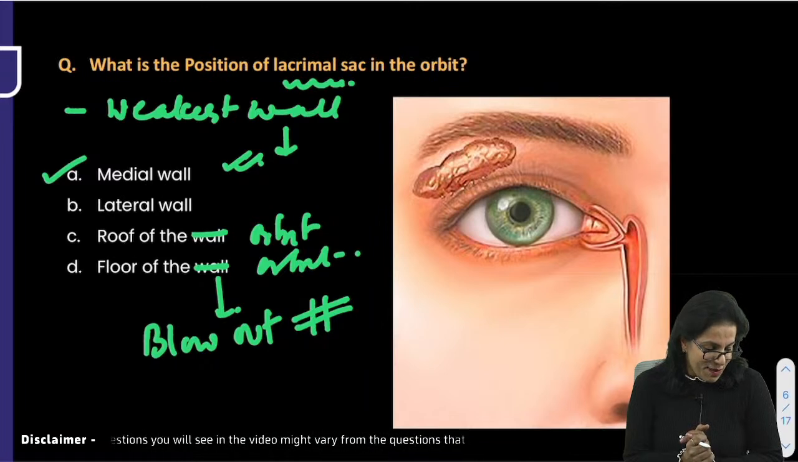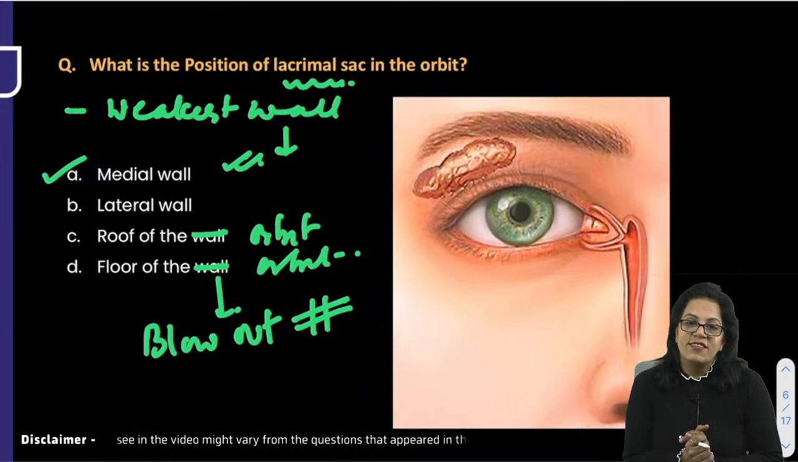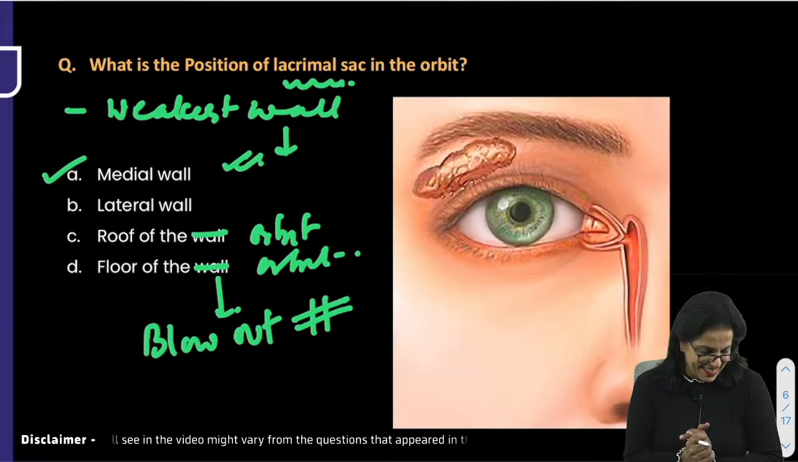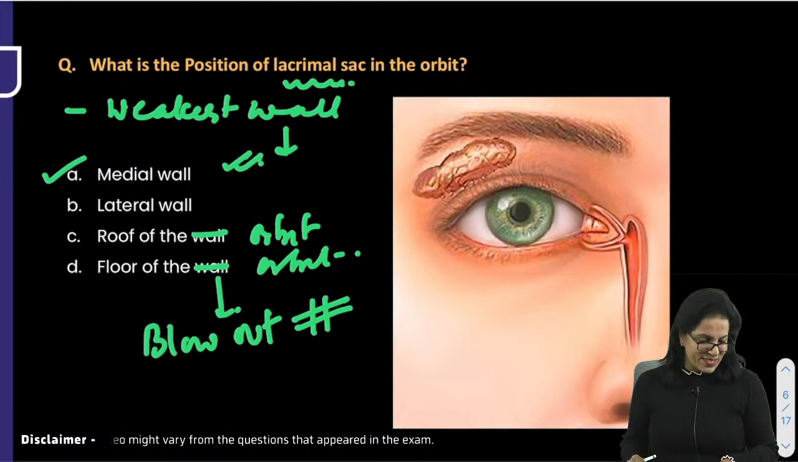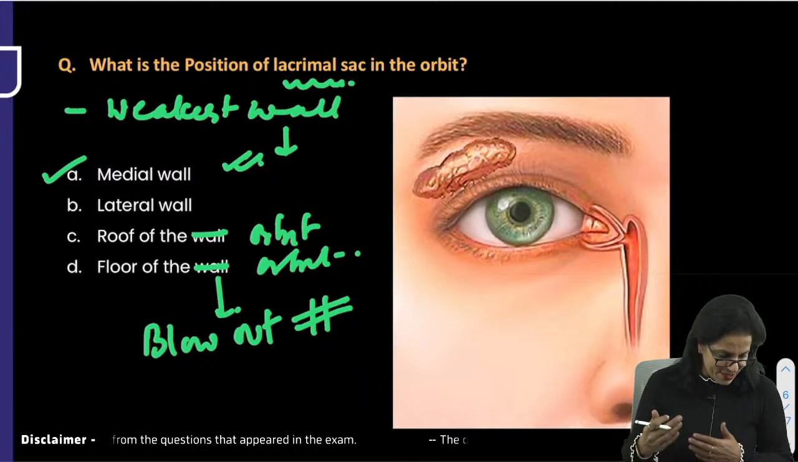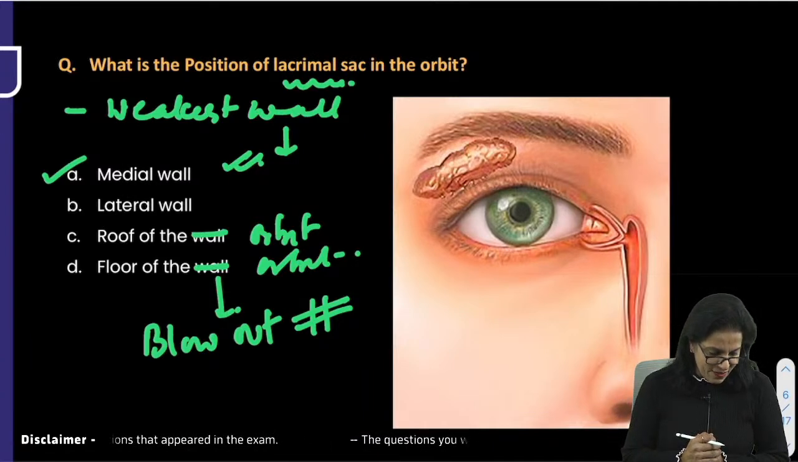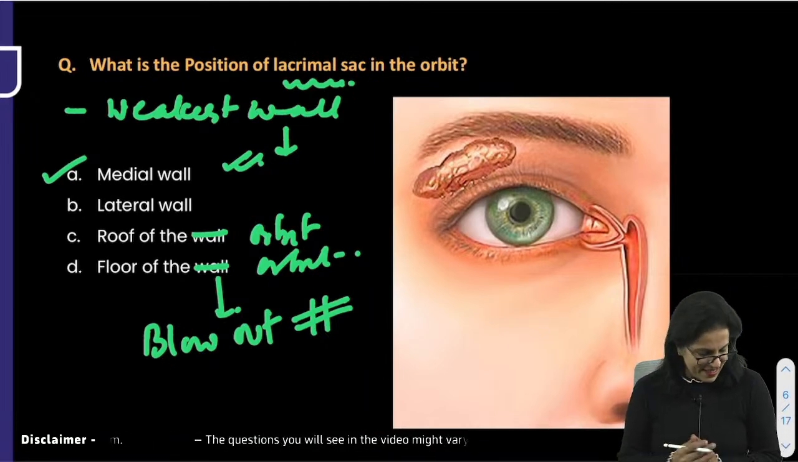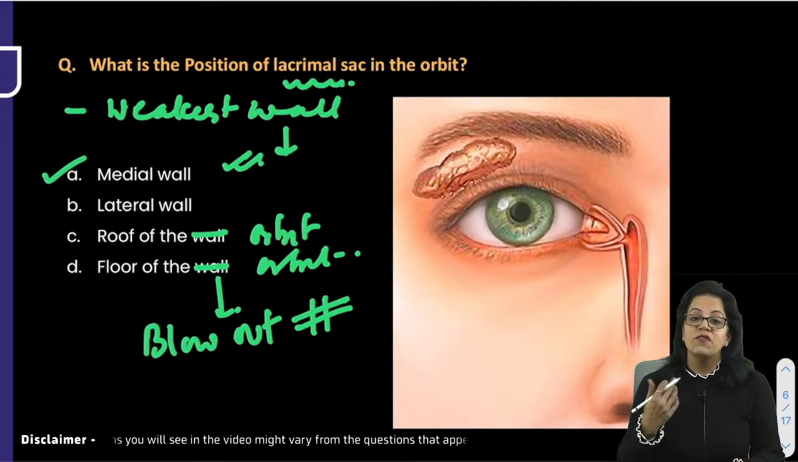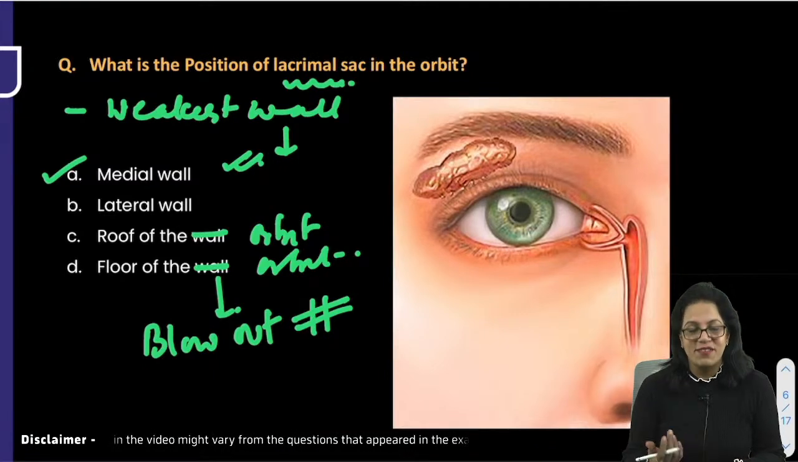Weakest part. My question is, which is the weakest part of the floor of the orbit? I am waiting for the answer before I go to the next question, just to make it a little more interesting and we should know more. Medial was good. Yes, medial is the answer. Yeah, so that is not a problem. Medial wall, it is not inferior. I asked about blowout fracture, that is why people are answering me inferior.